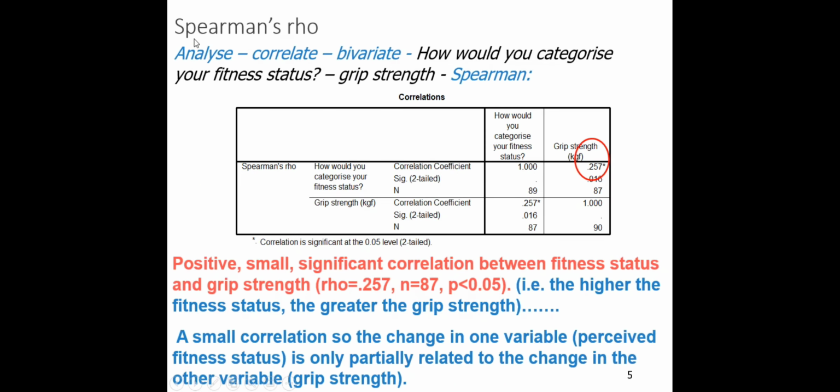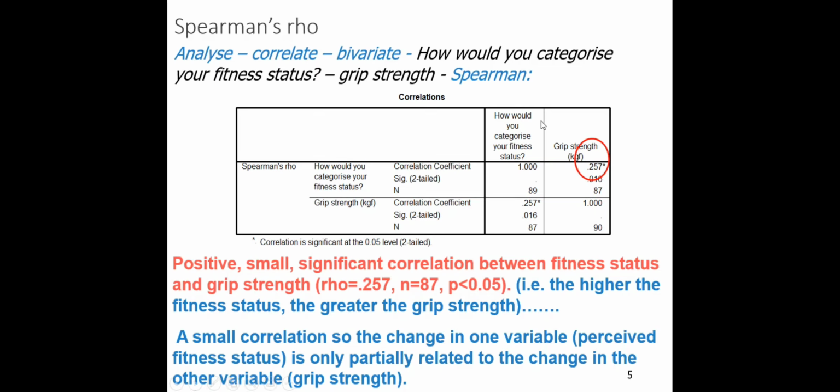The next correlation is the Spearman's rho, and again you see in blue font here and italics as well the instructions that you would need to click on in SPSS to conduct this type of correlation. And on the slide we also see our SPSS output. So we've got our Spearman's rho correlation and again I've circled in red the output. So our correlation coefficient for the examination of grip strength versus how would you categorise your fitness status was 0.257.